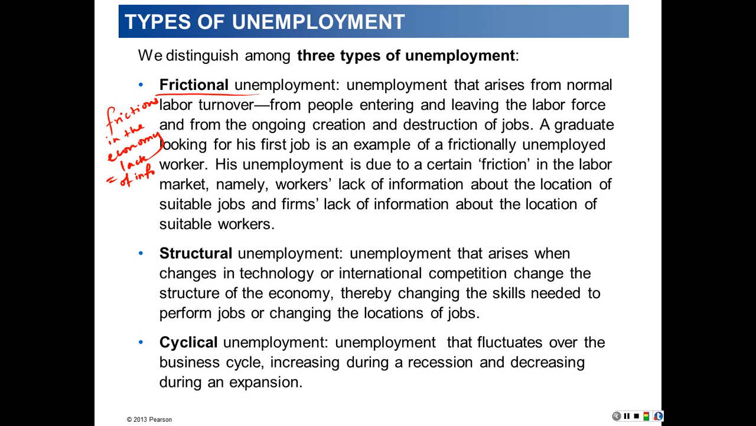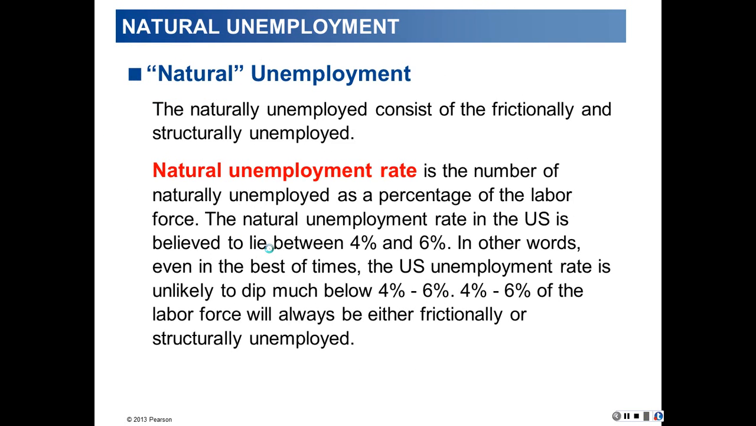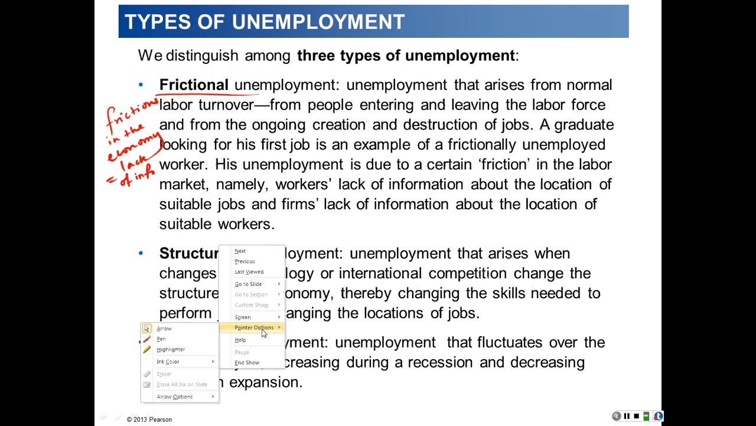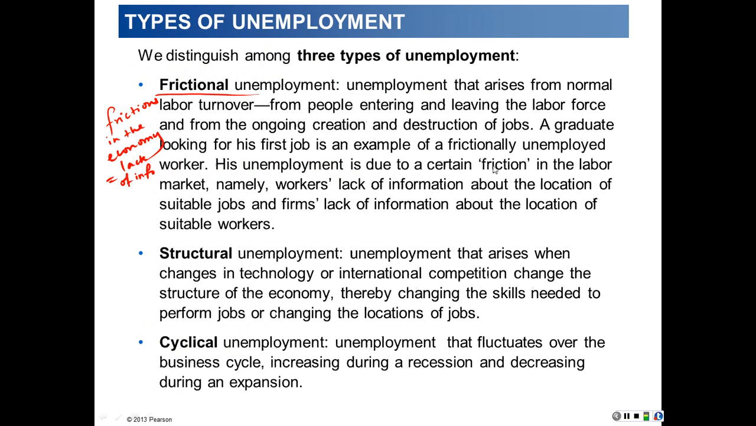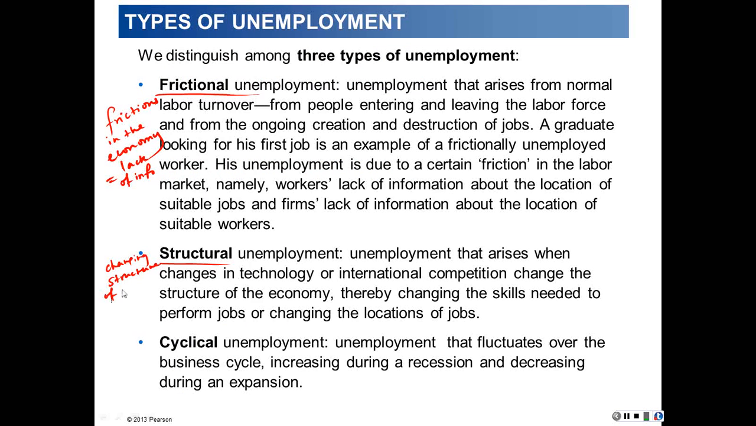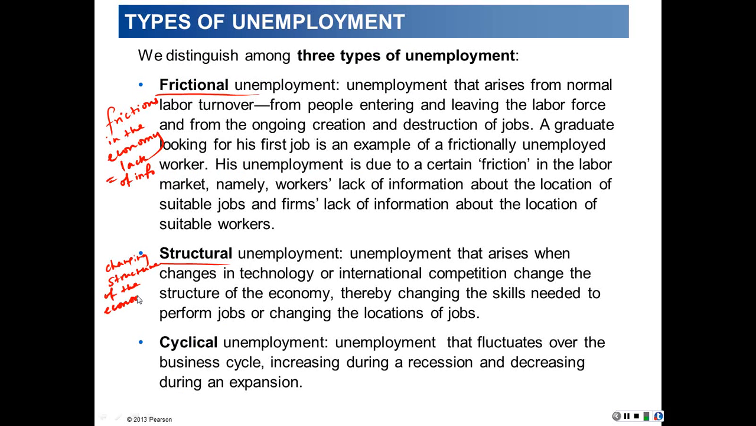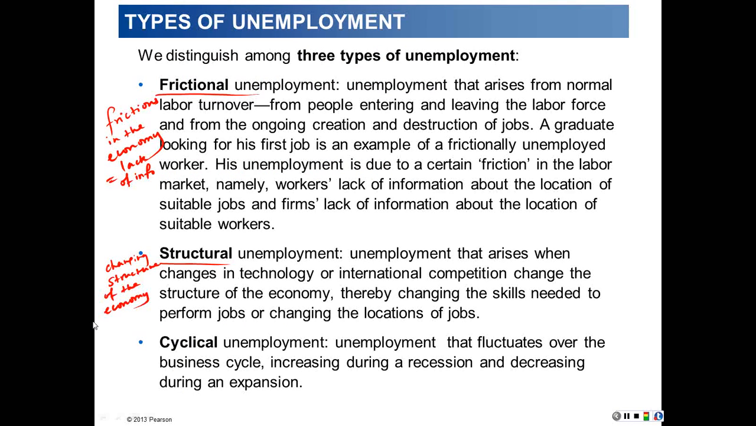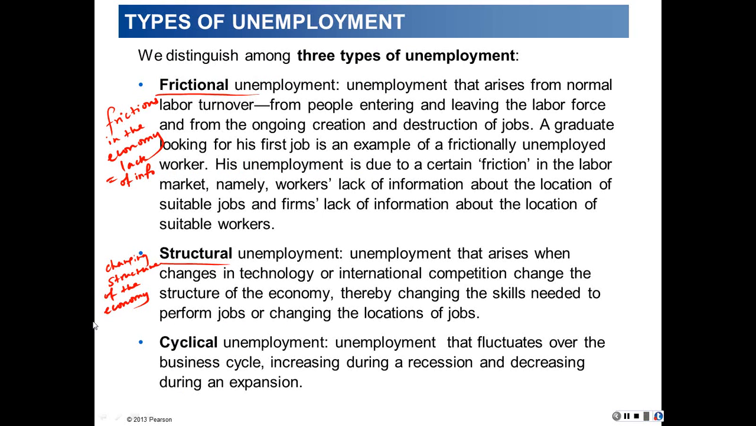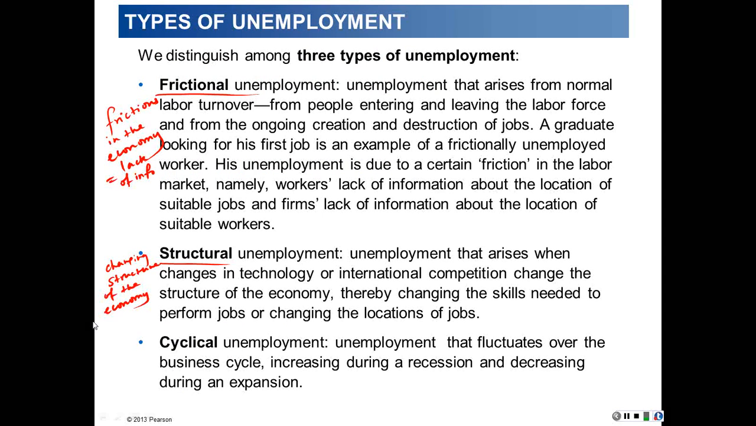The next kind of unemployment is called structural unemployment. And this is far more serious than frictional unemployment, structural unemployment. Now, this is unemployment that arises from the changing structure of the economy. Now, what is meant by the changing structure of the economy? Now, at the time of the formation of the US in the late 1700s, the US economy was an agrarian economy. Agriculture was the main industry, correct?